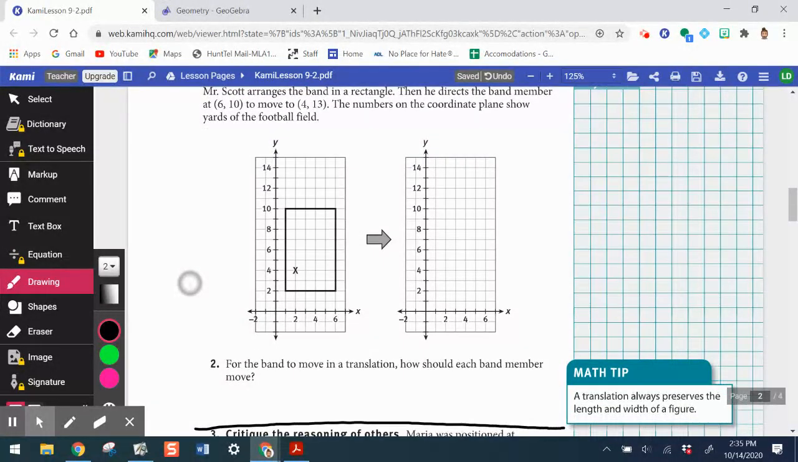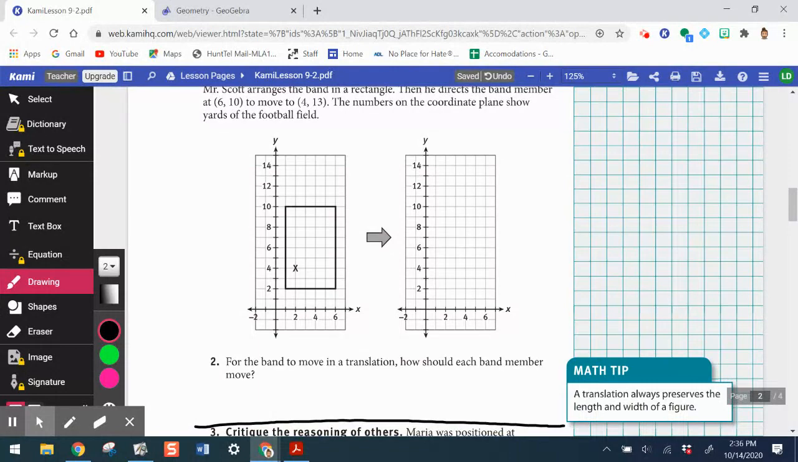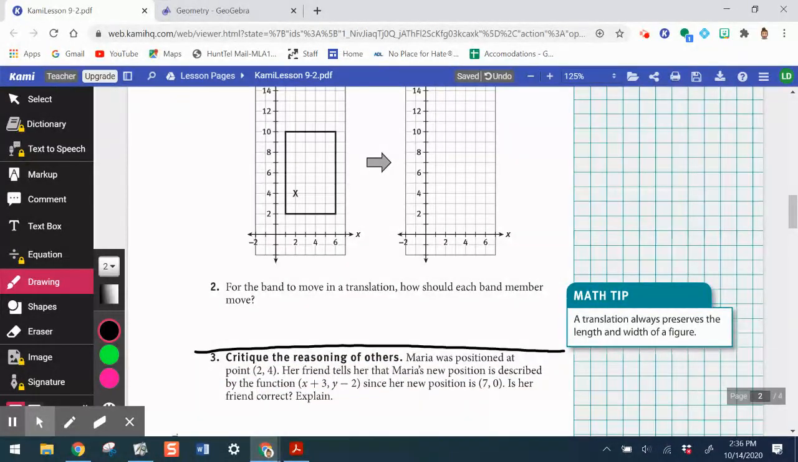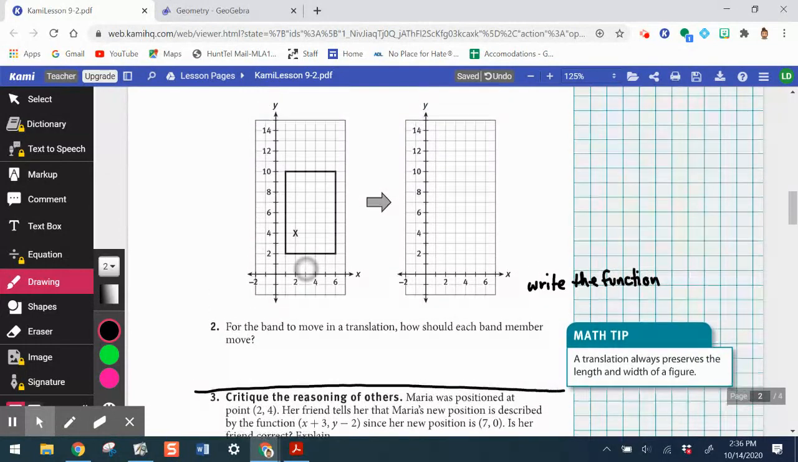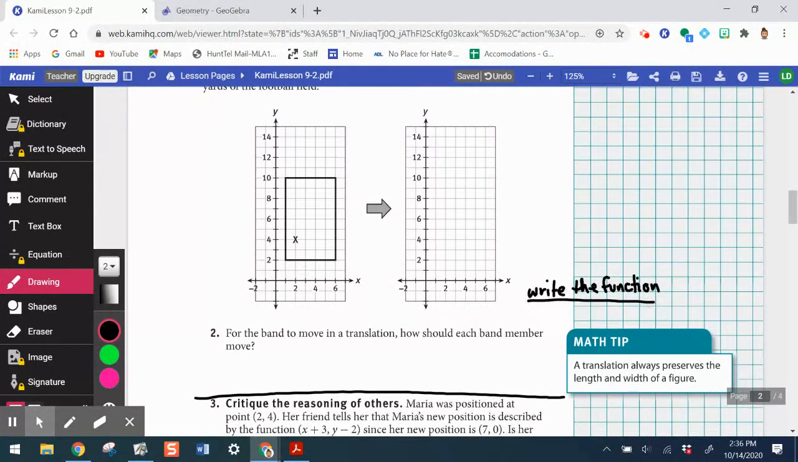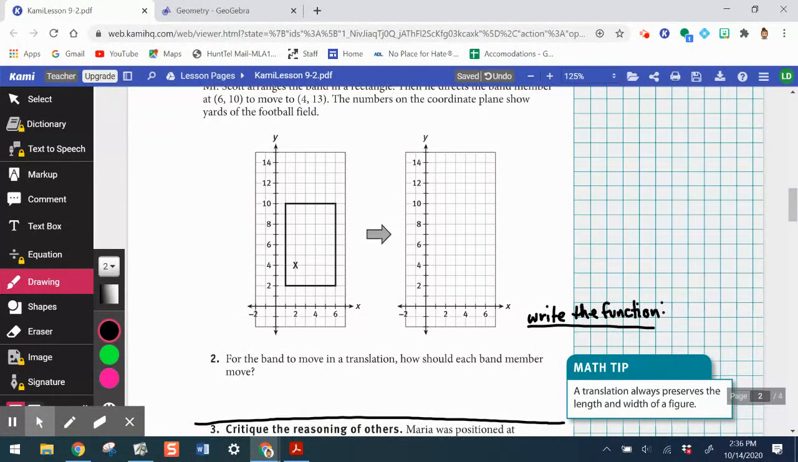Pause the video, work through number 2, and also, I don't believe it asked for it, write the function. Write the function for the translation that's going on here. So you can put it over here. That's probably not the best point, but somewhere over in your notes, write the function of the transformation that is happening here before playing through the video.